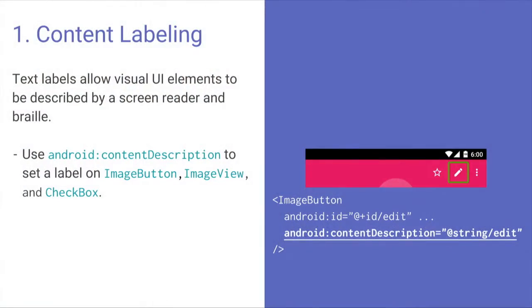The first one is content labeling. Why do we need that? This is for visually impaired or blind users who rely on screen readers to understand what's going on. Specifically, screen readers need content description to understand UI elements without visible text. This is what we saw in the earlier video. Button 86, unlabeled. Button 99, unlabeled. So what you want is to use content description in your XML layout to describe the elements.